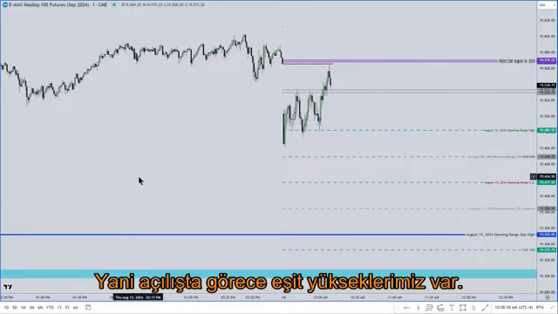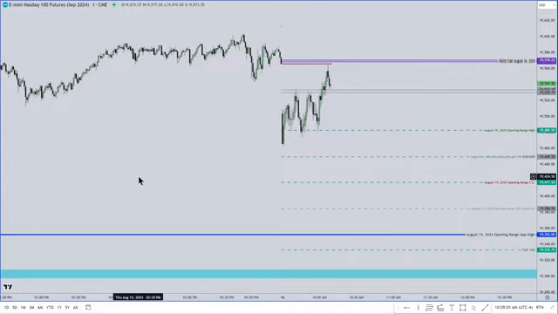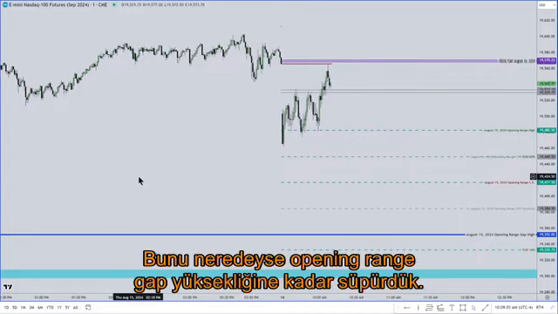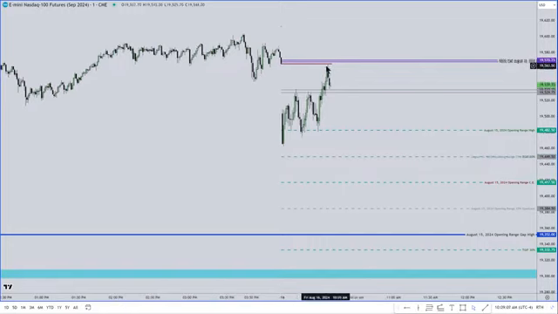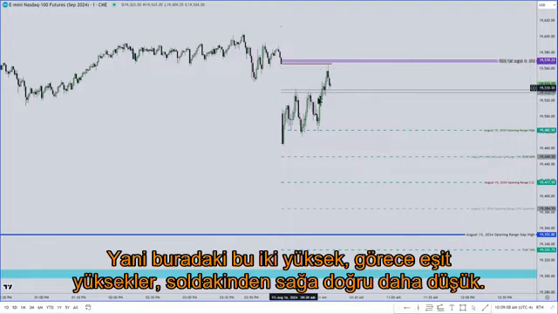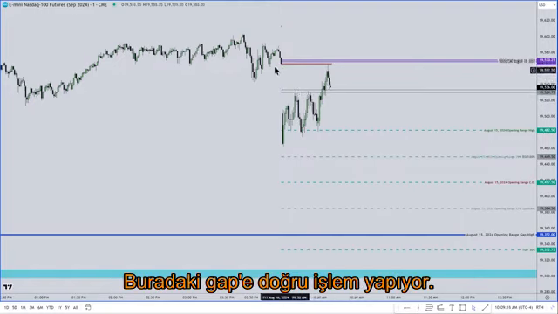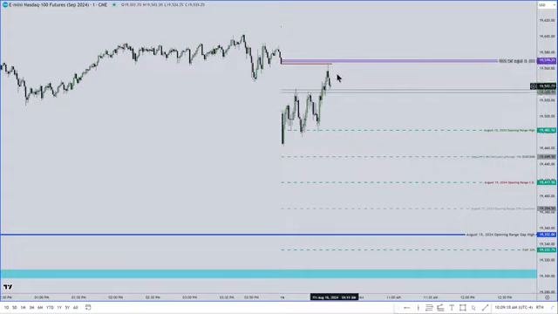So we have relative equal highs at the opening. We swept that into just about the opening range gap high. So these two highs here, relative equal highs, lower to the right than the one to the left, trading up into that gap here.